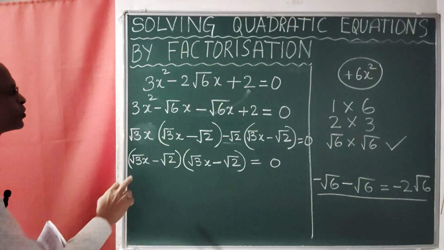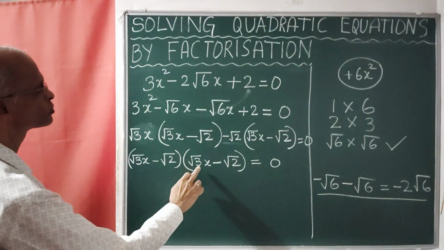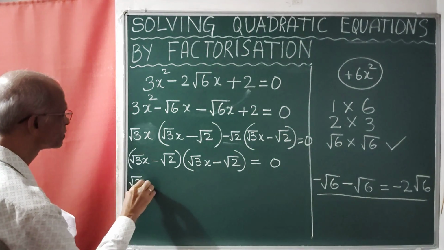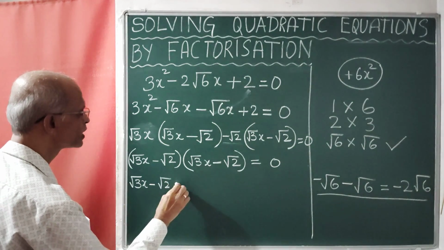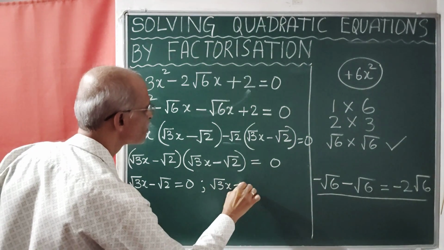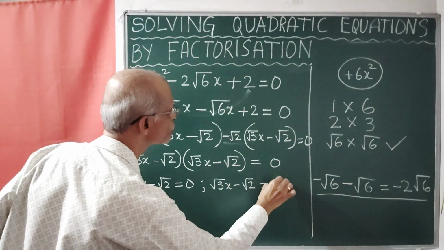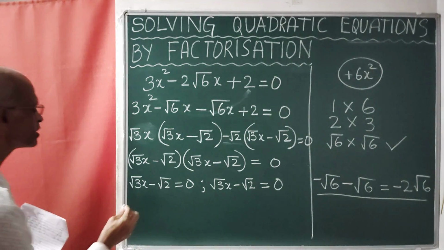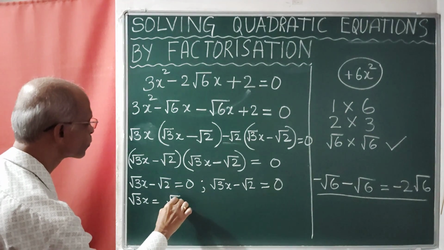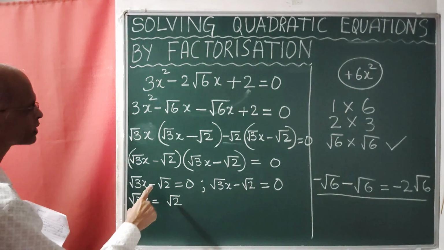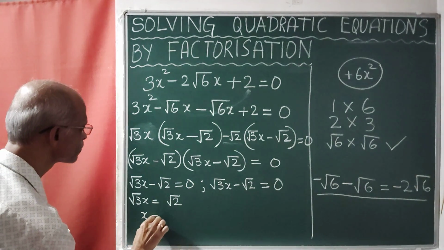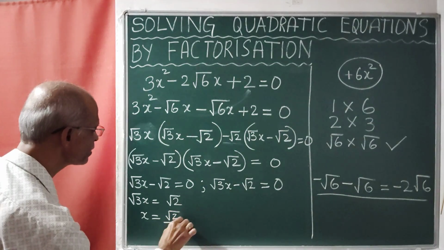I got two factors here, root 3x minus root 2 and root 3x minus root 2. I will equate each to 0. Root 3x minus root 2 is equal to 0. Now I have to solve this equation. Root 3x is equal to root 2. I have transposed it to the right side. Minus becomes plus. So x will be equal to root 2 divided by root 3.